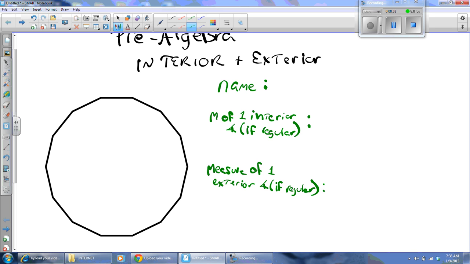Okay, time's up. You should have counted the sides. 1, 2, 3, 4, 5, 6, 7, 8, 9, 10, 11, 12, 13, 14 sides. That makes it a 14-gon. Yeah, 14-gon. All right, now that you know the name, you have two choices.